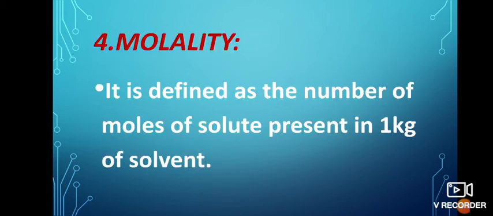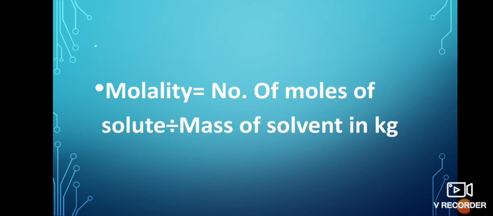Now fourth is the molality. What do you mean by molality? It is defined as the number of moles of solute present in 1 kilogram of solvent. The formula to calculate the molality is equal to number of moles of solute divided by mass of solvent in kilogram. You must calculate the mass of solvent in kilogram if mass of solvent is given in gram.